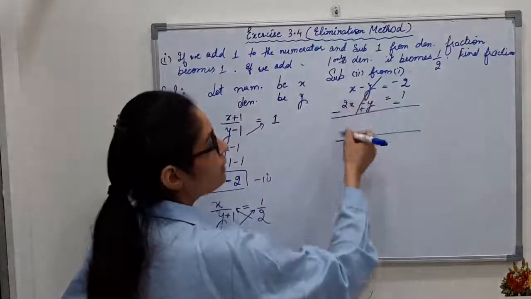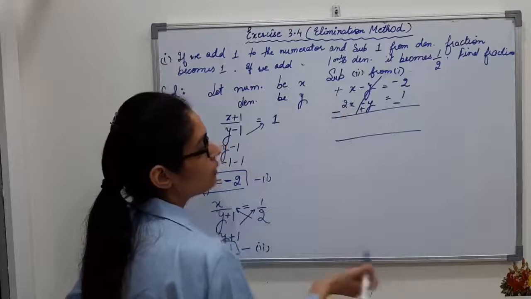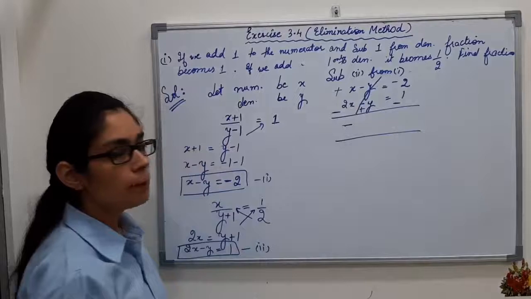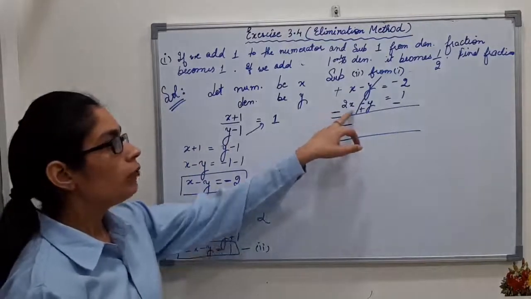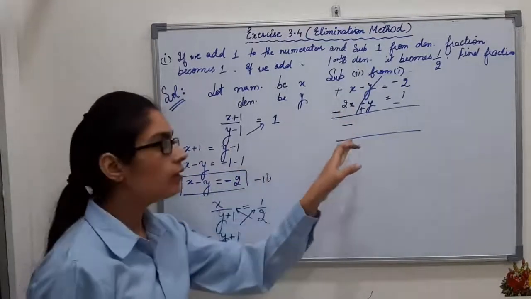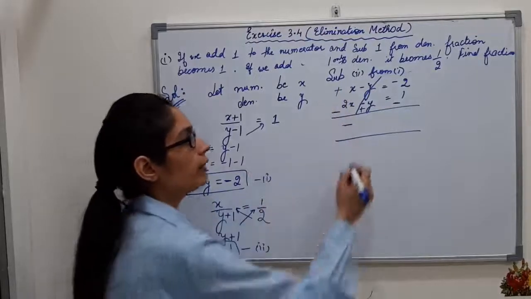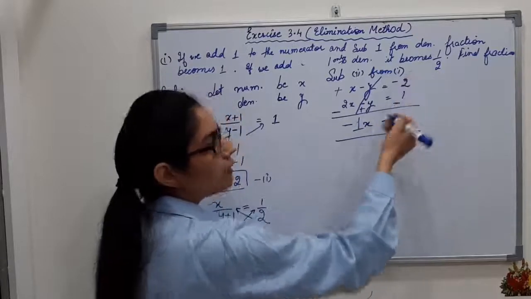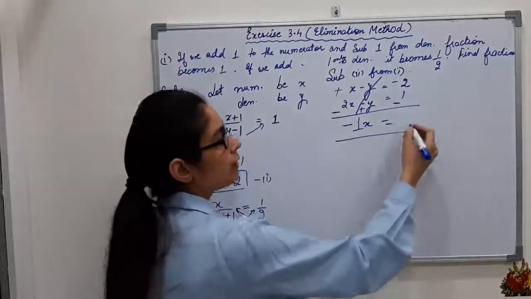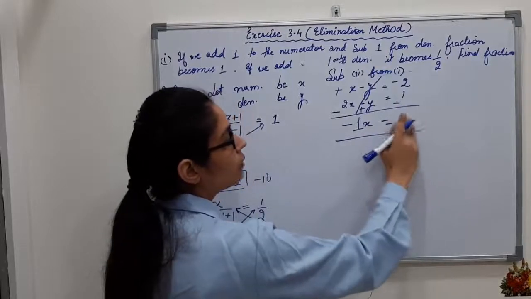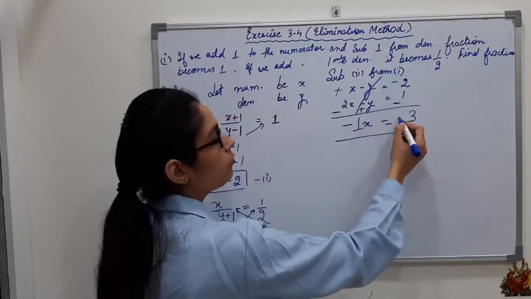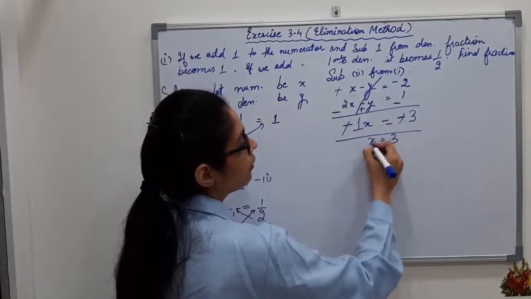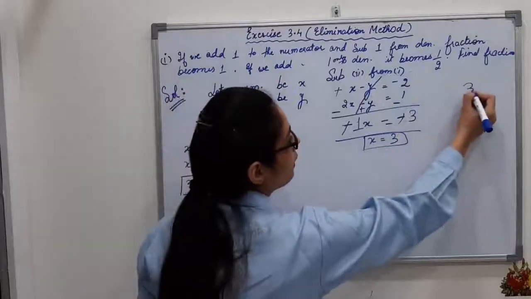Now this is plus x, this is minus 2x. Plus minus is minus, with the sign of the bigger number, and with the bigger number, with 2, I have the minus sign. So with the answer I have to put the minus sign. 2 minus 1 is 1. x is equal to minus and minus is plus. 2 plus 1 is 3, and the sign will be minus. This minus and minus will get cancelled. So x we have calculated equals 3. This means our numerator is equal to 3.